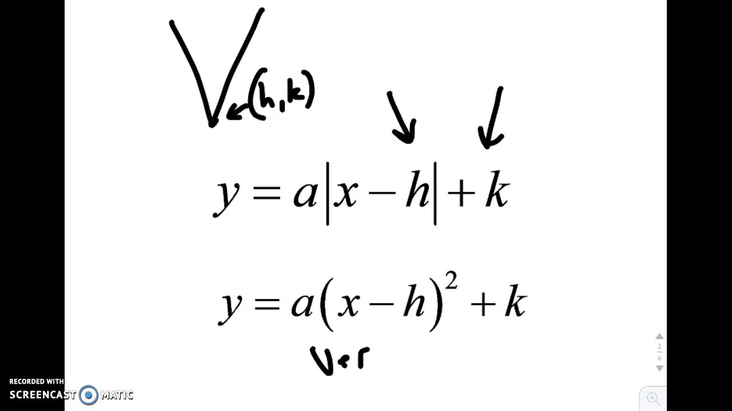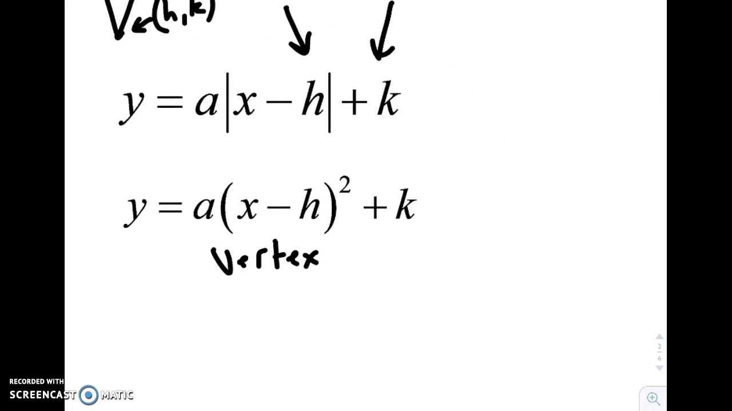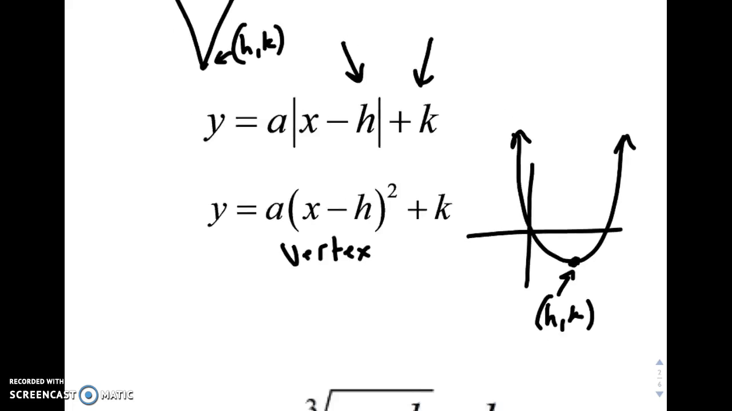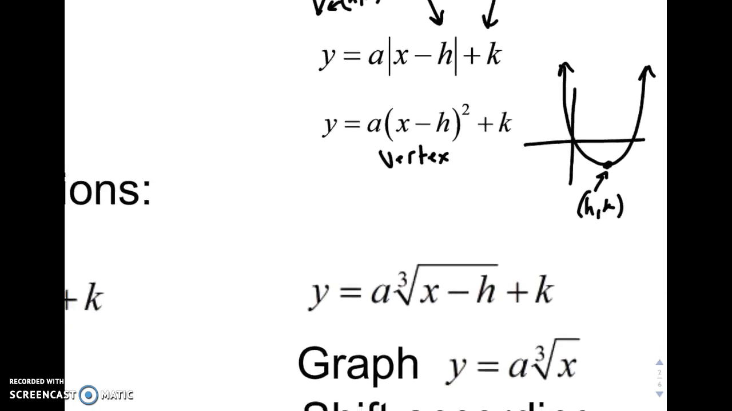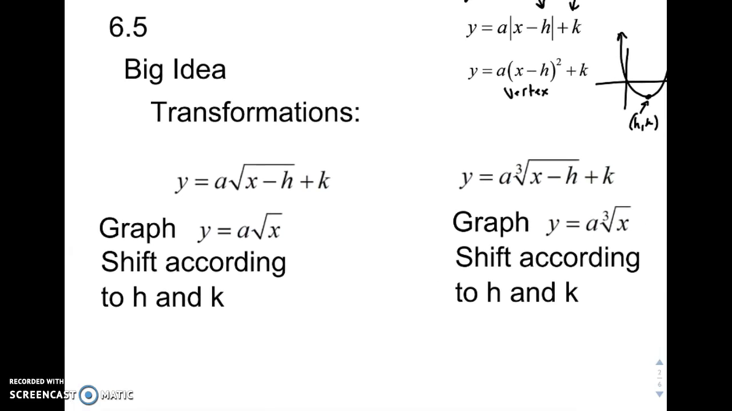This is literally called vertex form for a parabola. And remember, h and k represented, if we have a parabola, say it looks something like this, the bottommost point right there was h comma k. We don't call it the vertex for a root function, but it's that important point. For the square root, it's where it starts, and for a cube root, it's that inflection point, that twist point.